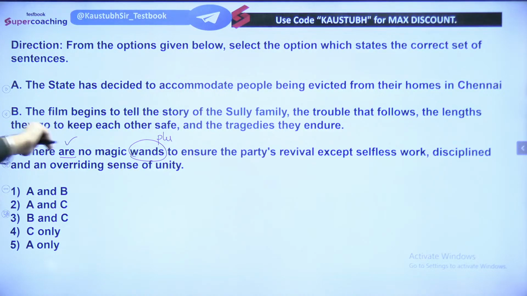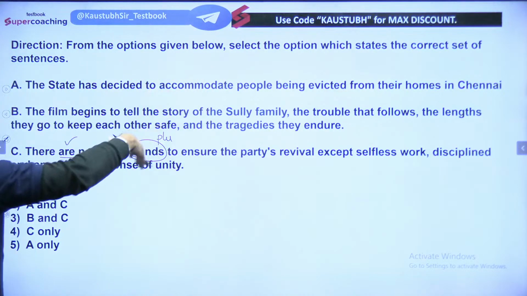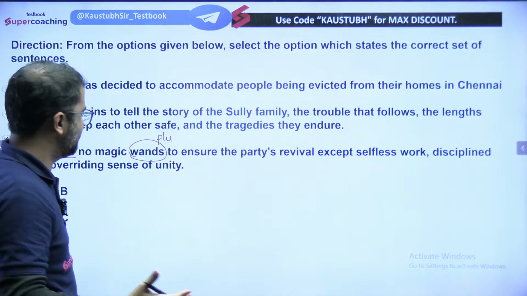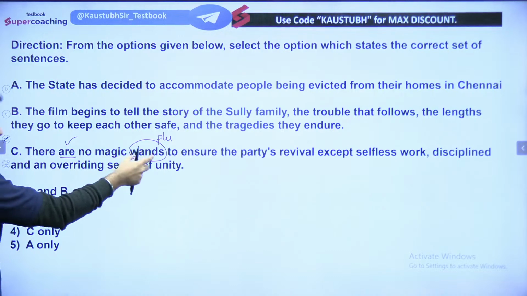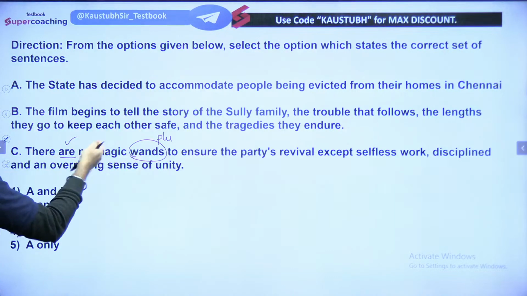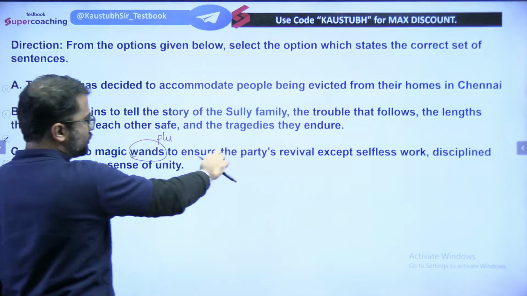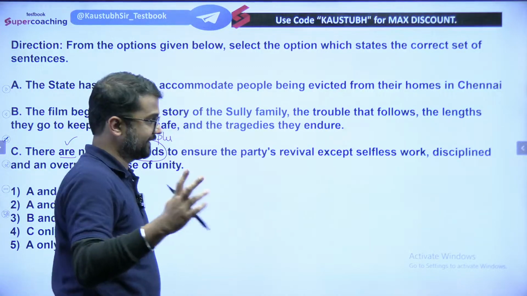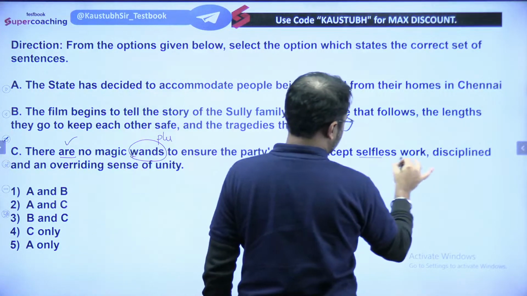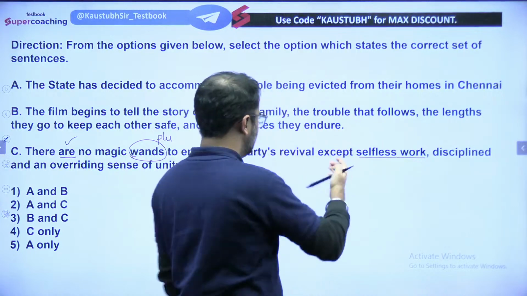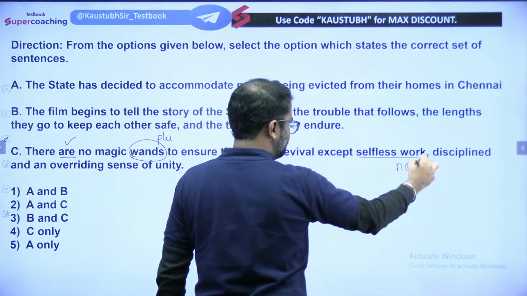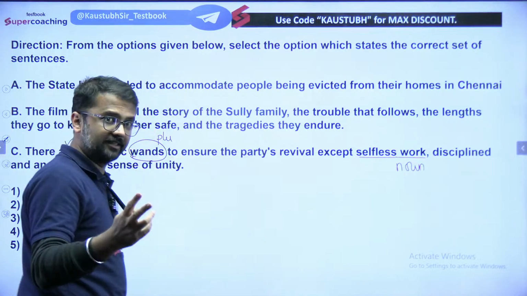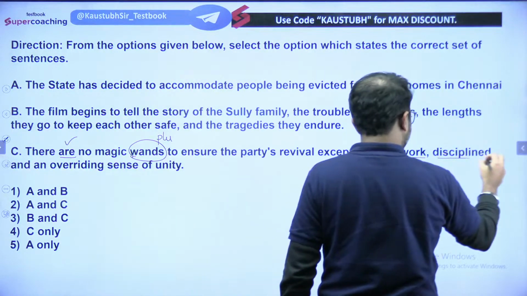Again, we have to find the sentence which is correct. We don't have to find the sentence that has errors. Okay, so see, here there is no error. Definitely there are no magic wands is fine to ensure the party's revival, except what? Selfless work. This is the first thing that is needed for the party to revive. So selfless work here is a noun, the first thing that you need. The second thing that you need is discipline as a noun.